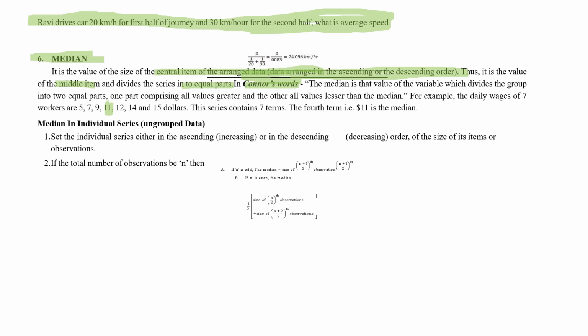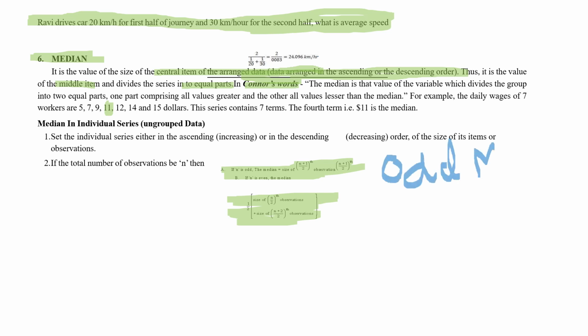If n is even, the median is, so here two formulas come. If n is odd, n plus 1 divided by 2 is the formula. Okay, n plus 1 divided by 2 is the formula for odd. If it is an odd number, median is equal to the n plus 1 divided by 2th observation, which is what we get as the median.